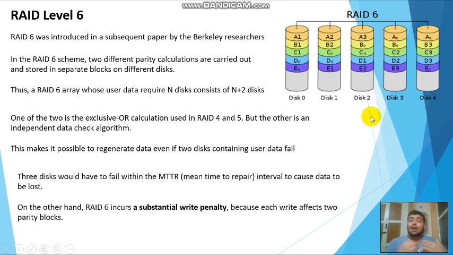This means that you have an increased amount of reliability, and the total number of disks that you require is n plus 2. You can easily regenerate the data from all these disks given that they fail within the mean time to repair. That means, for example, if one disk fails, the second disk does not fail in the mean time to repair. Secondly, there is a substantial write penalty due to all these disks having to overwrite 2 disks. There exists, obviously, a substantial write penalty in RAID level 6.